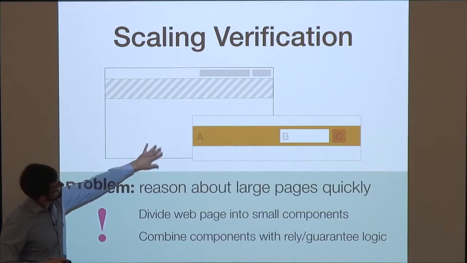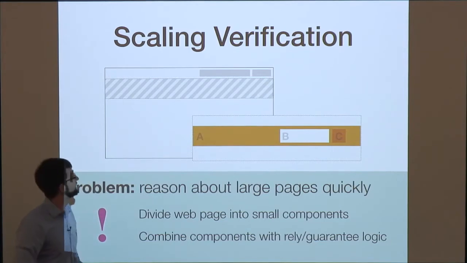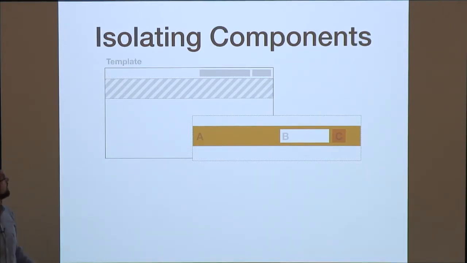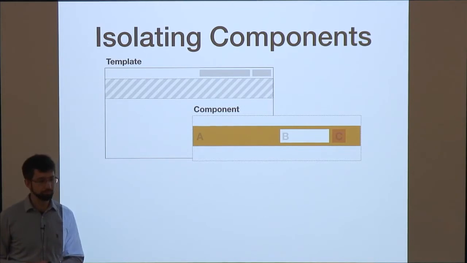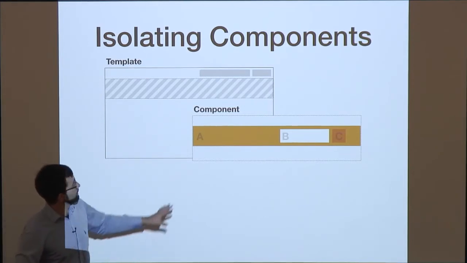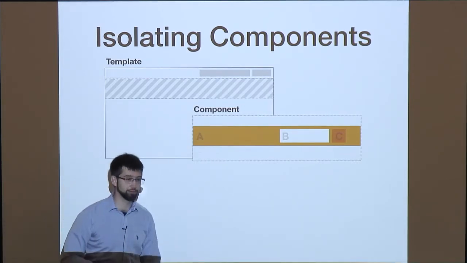Let me look at this hypothetical example page. And I'm going to call the two pieces the template and the component. Now, in a real web page, you're going to have a template with lots and lots of components in it. Those components are themselves going to be templates for subcomponents, and so on and so forth. But here I've got two to keep things simple. Now, the main question is, how do we reason about the component in isolation from the template?